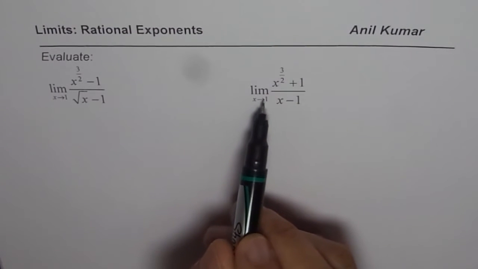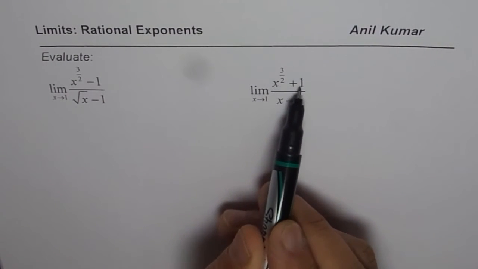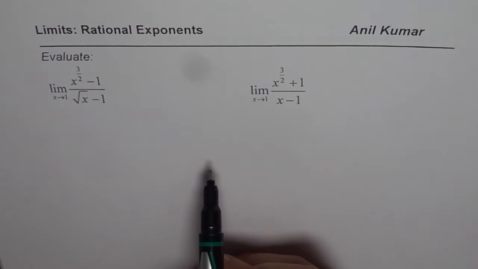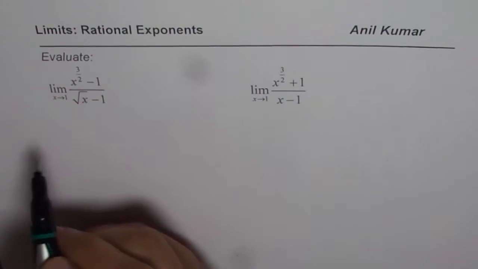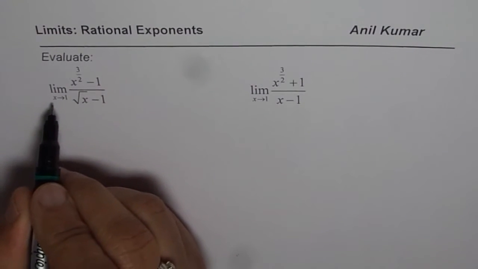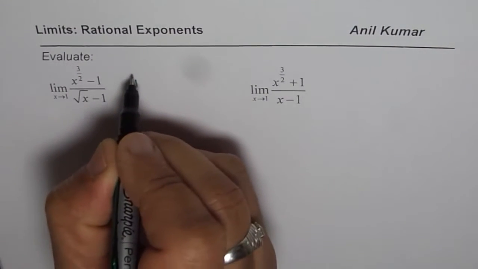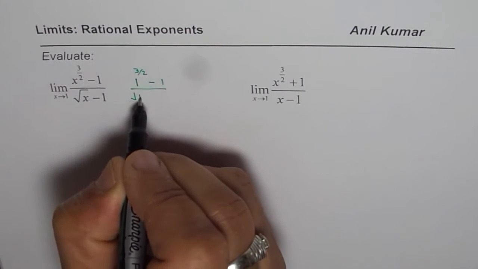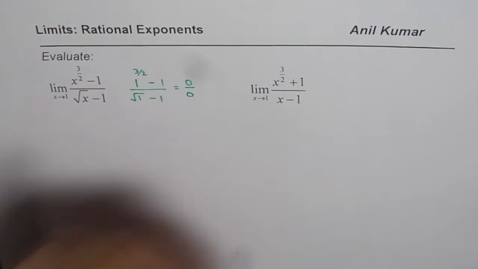Here we have to find the limit as x approaches 1 of (x^(3/2) + 1) divided by (x - 1). Now, the first step is always to substitute and directly see if you can find the limit. x equals 1. So when I substitute 1 for x, I get (1^(3/2) - 1) divided by (square root of 1 - 1), and that gives us 0 over 0.